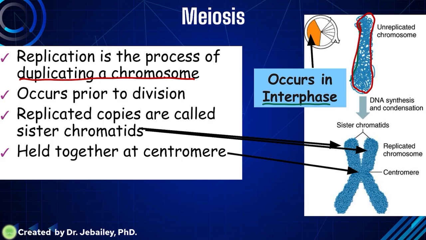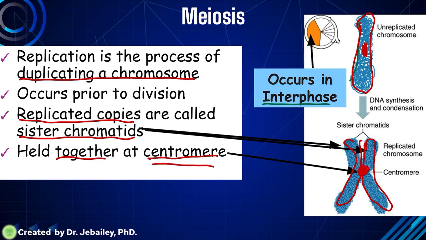Now, when this happens, you have a copy. And that copy is called the sister chromatid, and the two are held together by the centromere. So you can see here it's made of 1, and then when you make a copy, now you have 2 of exactly the same thing. And right here in the middle, as you can see, that's where the centromere is holding those 2 chromatids together.